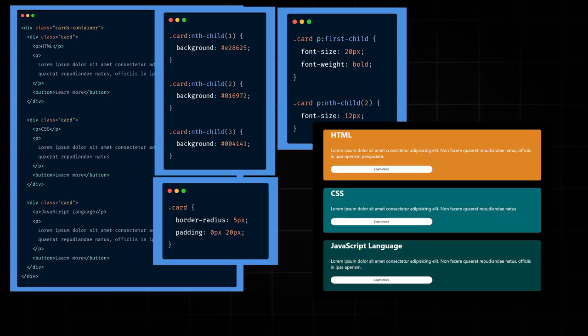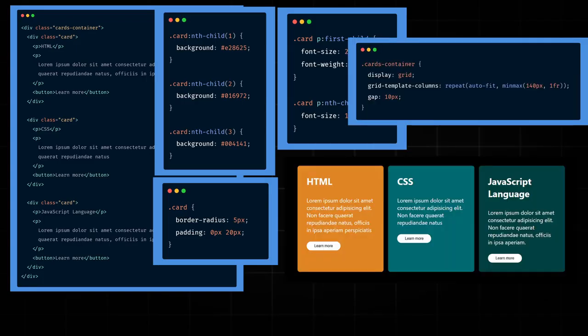Now, to make the cards appear in the same row, we add grid to the element with the class of cards container and apply grid template columns. As we know, auto-fit automatically creates as many columns as can fit in the container without overflowing, and minmax specifies that the minimum column width should be 140 pixels, and the maximum width will be 1 fraction. This creates a responsive layout. The columns adjust to the screen size but never shrink below 140 pixels wide. Also, let's give it a gap of 10 pixels to create space between the cards.